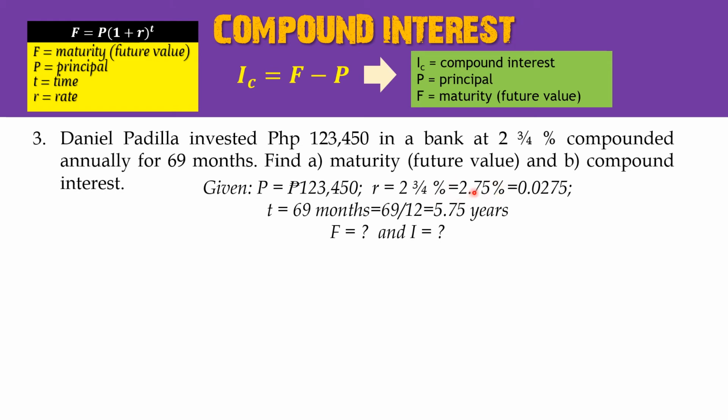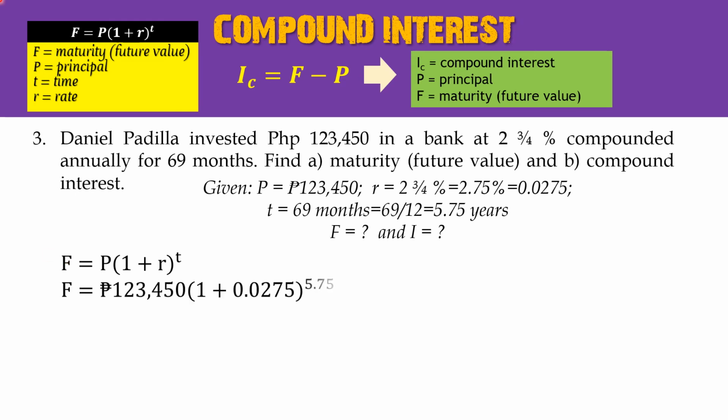And then, convert natin into decimal form. Move the decimal point 2 places going to the left. That is 0.0275. And the time, we have 69 months. So, ang sabi ko kanina, divide lang natin to sa 12. And then, simplify natin. So, 69 divided by 12, that is 5.75 years. Ito na siya. And then, the unknown is the future value and the interest. Or I, pwedeng I lang yan. Or I sub C. It depends upon you. Okay. Unahin natin ang future value. This is the formula.